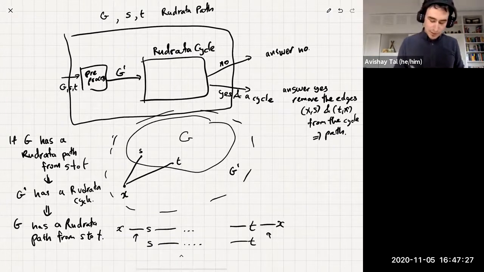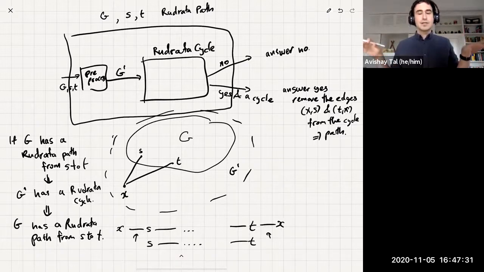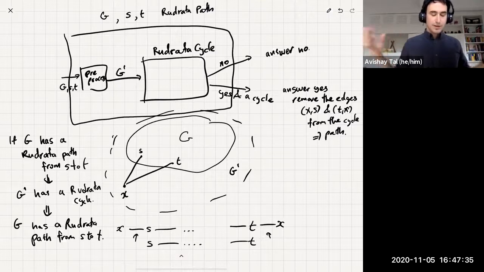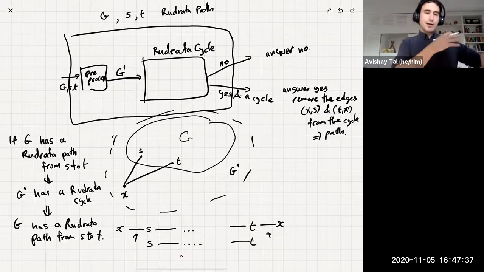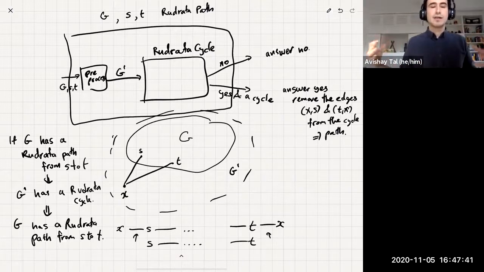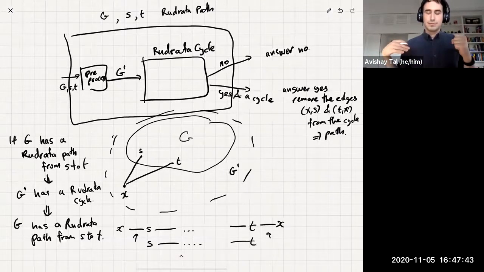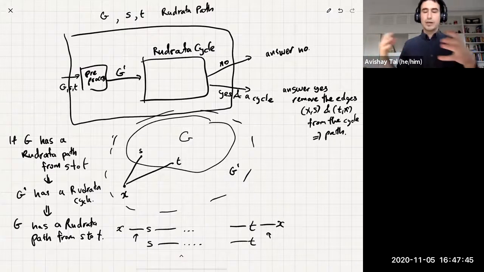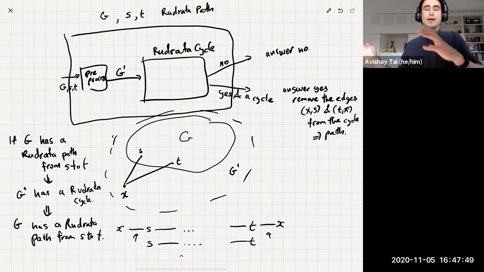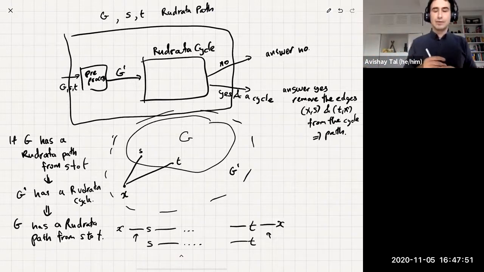So the cycle must be of this form, so we can remove the first and the last edge, and we get a path. So we see that there's an if and only if. There's a Rudrata path between S and T in the original graph if and only if there's a Rudrata cycle in this graph G prime. Okay, and moreover, we can manipulate the answer to one to get the answer to the other.